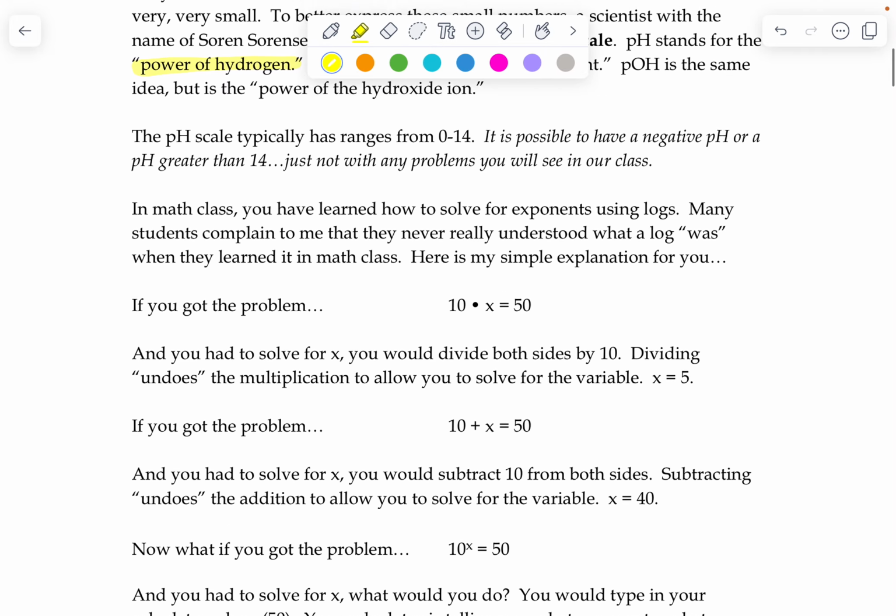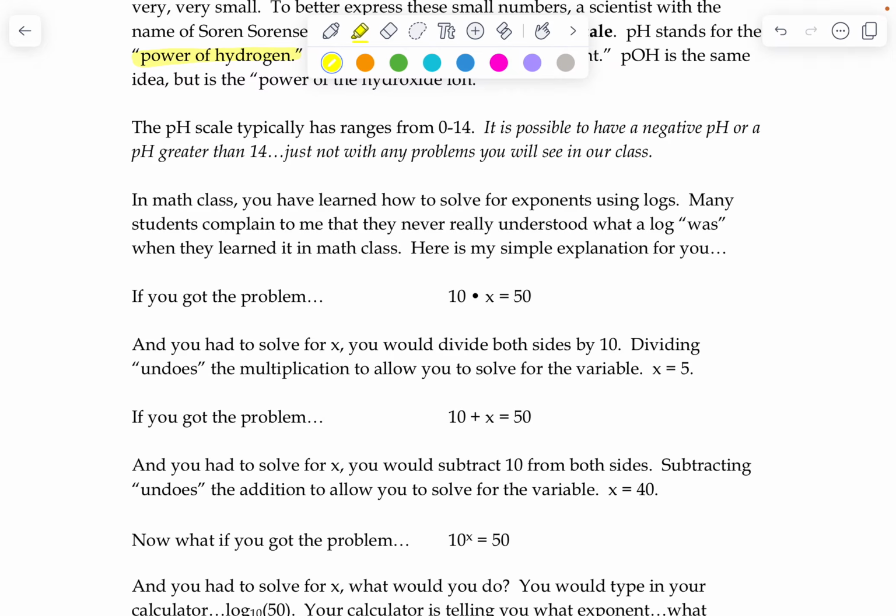So a big complaint I get after people do the pH activity is they say, oh no, logs were terrible in math class. I have no idea what a log is. I even took my log test and I just know it's a button on my calculator. So here's my quick 30-second explanation, maybe a minute, of what a log even means. So let me give you some math problems that you're a little more familiar with.